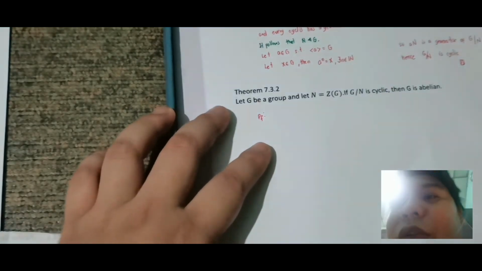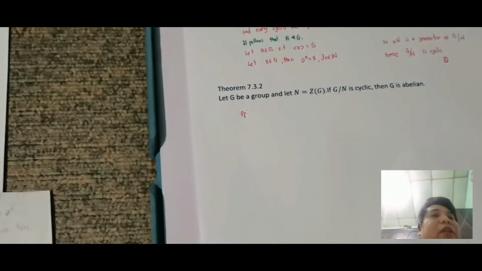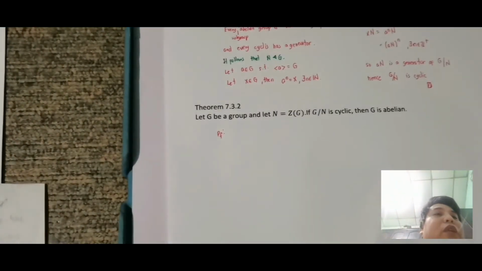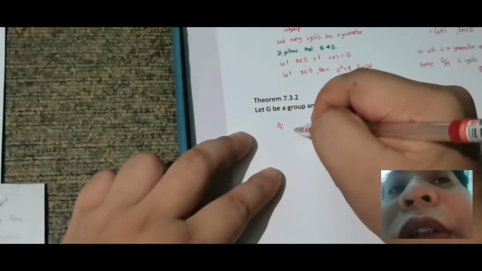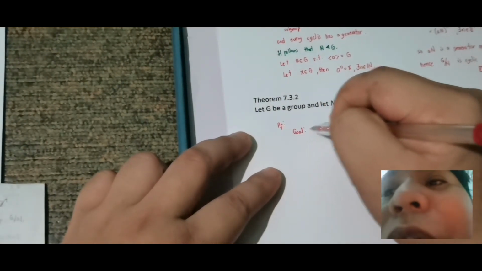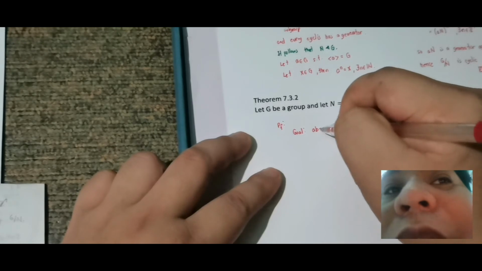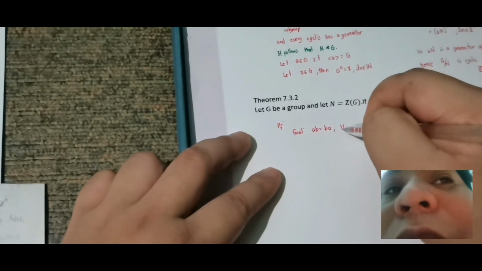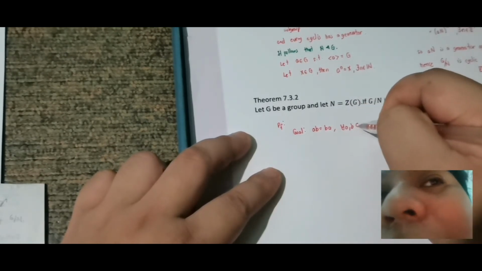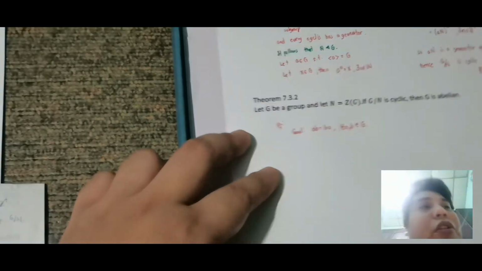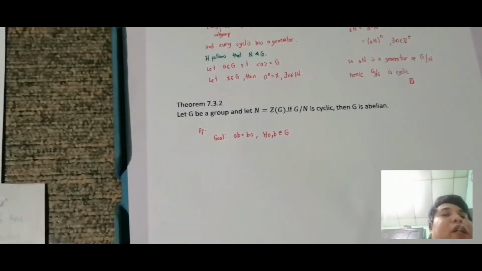Okay, so we need to show that for all A and B, AB is equal to BA. So that is our goal. Our goal is AB is equal to BA, for all A and B elements of G, because that is what G being abelian means. So for us to say G is abelian, we need to show that AB is equal to BA. But our assumption is, let G be a group and let N be equal to the center of G.